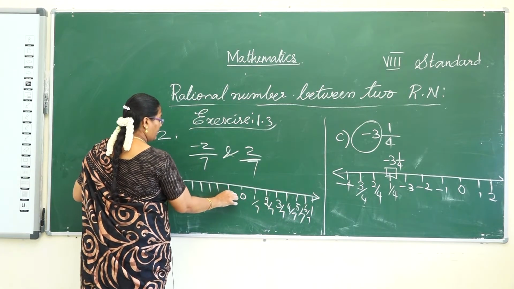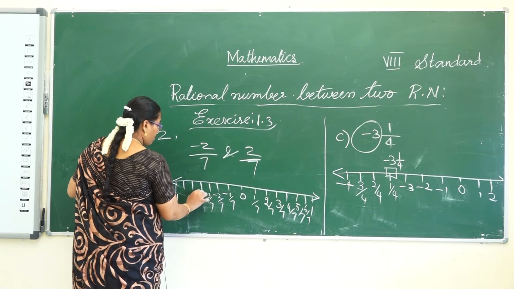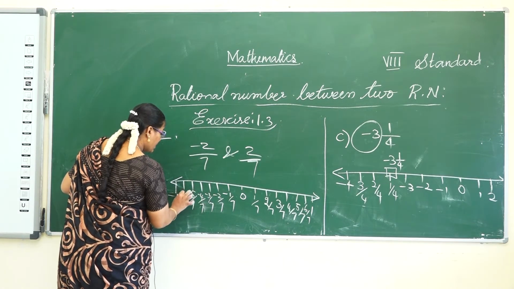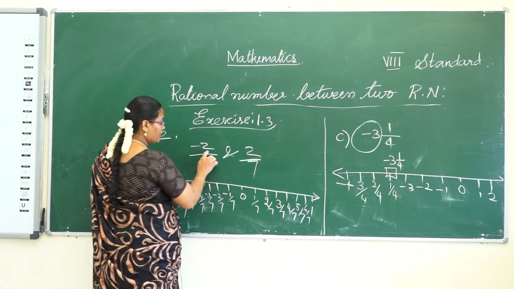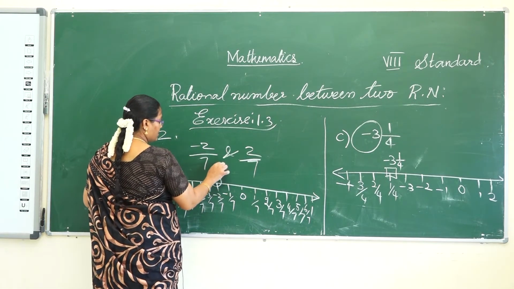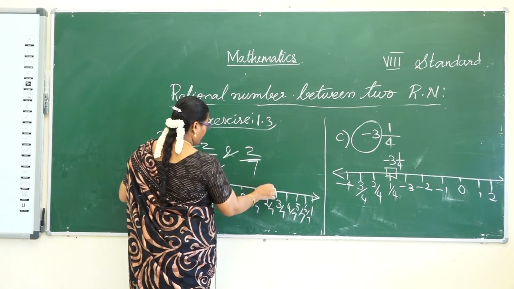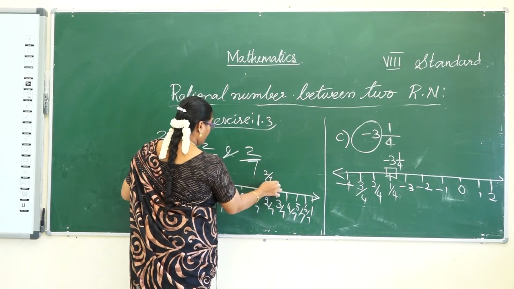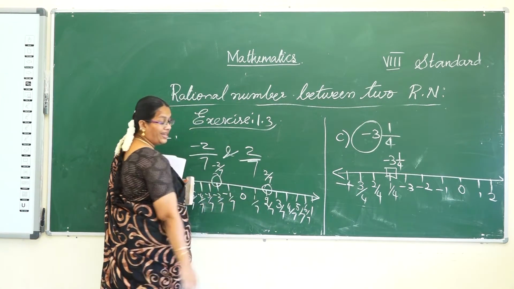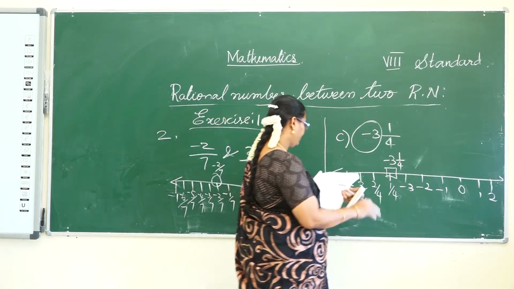Here also minus 1 by 7, minus 2 by 7, minus 3 by 7, minus 4 by 7, minus 5 by 7, minus 6 by 7. Now mark the first one, minus 2 by 7. Where do you plot? In this place. That value is minus 2 by 7. And next one, 2 by 7. Both are equidistant from zero: minus 2 by 7 and 2 by 7. Next one, third one.